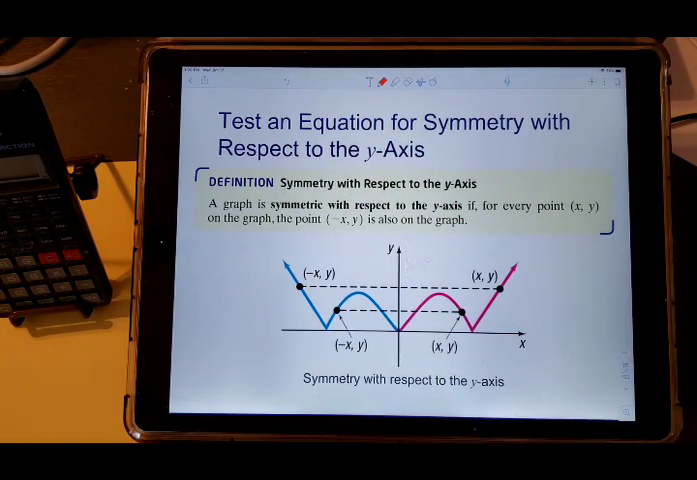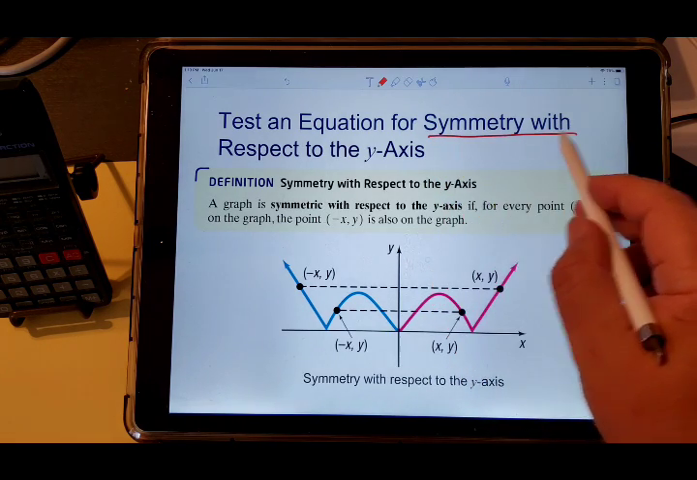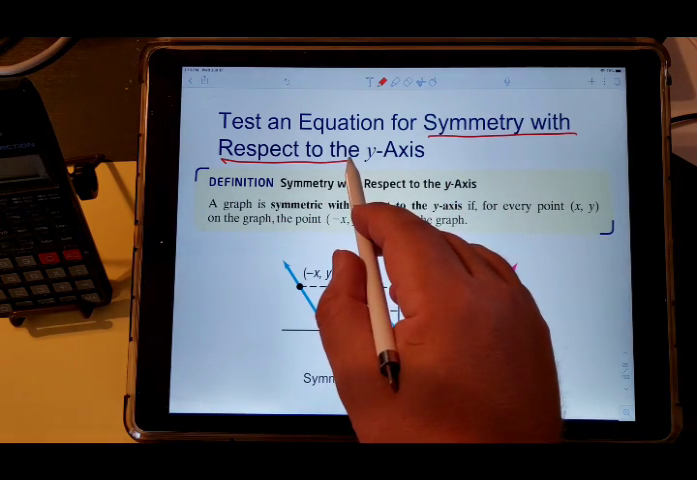All right, this might be a little new to some of you, this idea of symmetry. The idea here is there's a very simple test, sometimes called the sign test, that will tell you about the symmetry of a graph, or will test to see if a graph is symmetric. We say test for symmetry with respect to something.